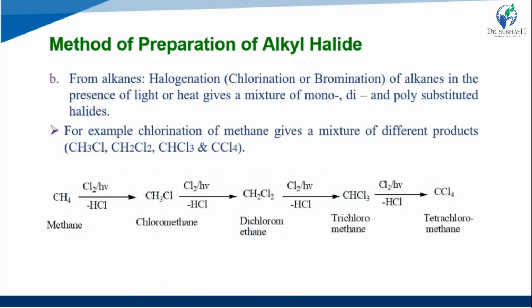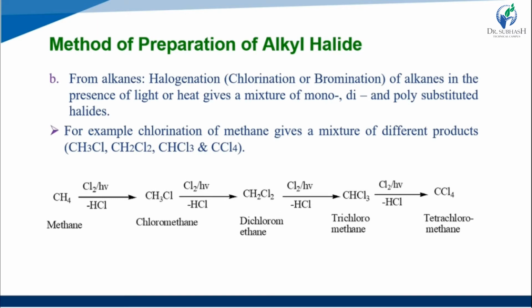Then B, from the alkanes. Halogenation, chlorination or bromination of alkanes in the presence of light or heat gives a mixture of mono, di and poly substituted halides. For example, chlorination of methane gives a mixture of different compounds: CH3Cl, chloromethane; CH2Cl2, dichloromethane; CHCl3, trichloromethane; and CCl4, tetrachloromethane.